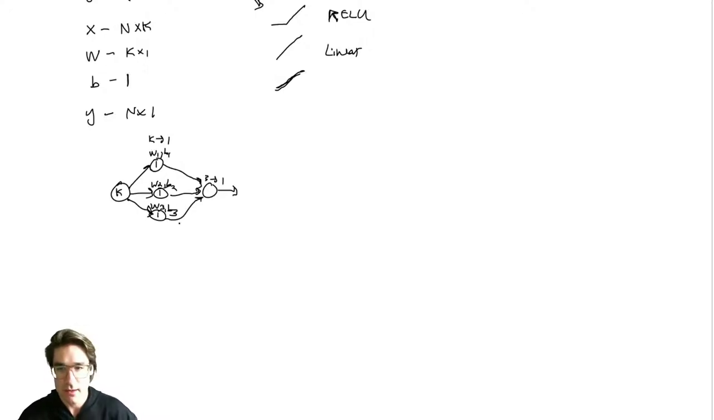So it would be 3 times k plus 1 for the hidden layer. And then you have basically 4 parameters here: 3 weights and 1 bias. So whatever. Yeah, that can get big if k is large. All right, so that's like a simple neural network.